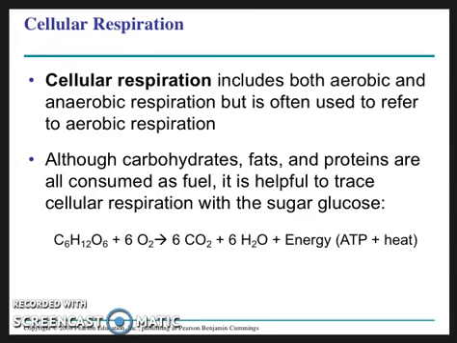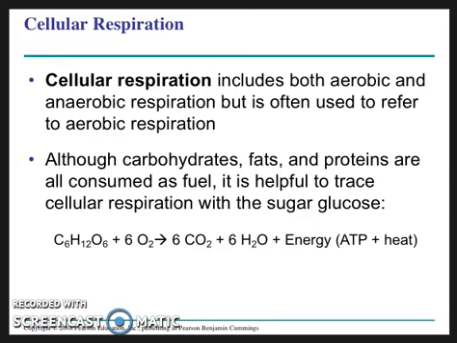Cellular respiration can start with carbohydrates, fats, proteins, even lipids. So we can use those as fuel sources. And any of those can be used as fuel sources. But the way we're going to talk about it in this class initially, just because it's easy for us to track the molecules, is we're going to start with the sugar glucose.